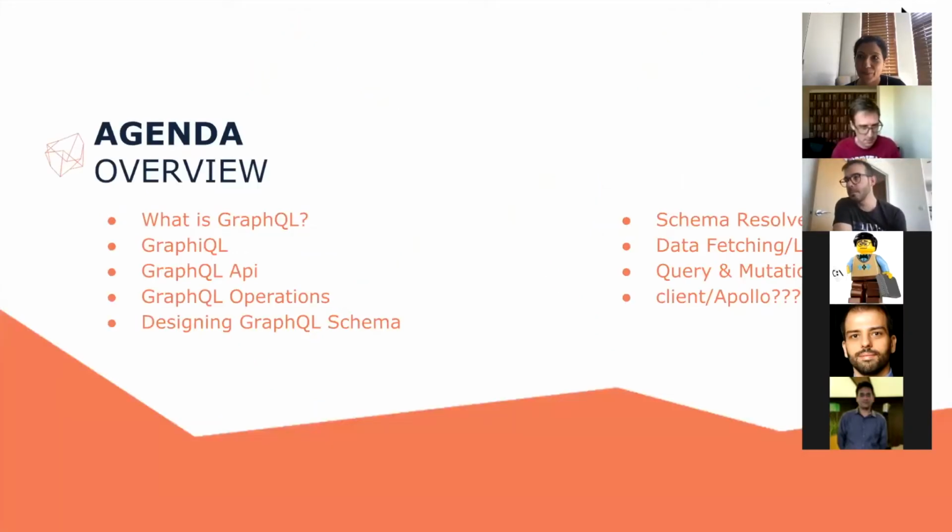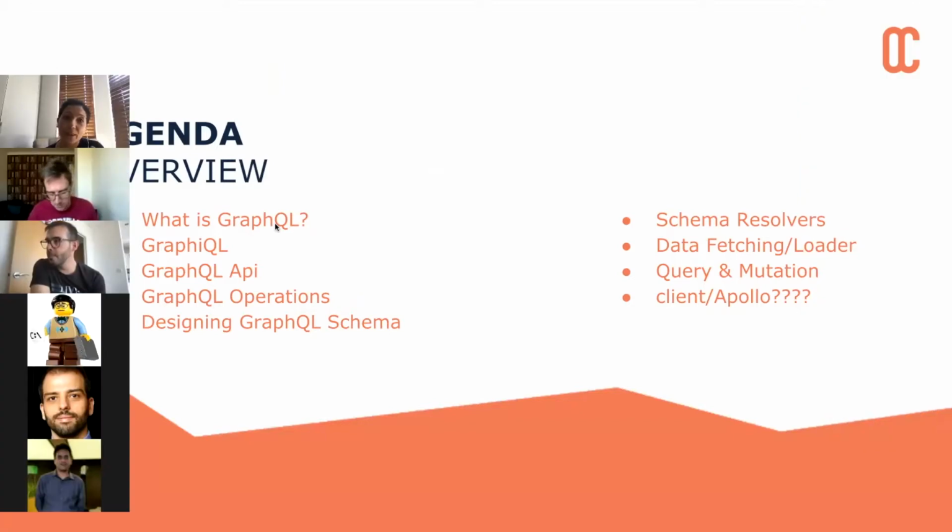What we will be going through is the definition of GraphQL. What's GraphQL? The API, the operations. It has a specific schema. We will walk through the schema. And Alberto will be explaining the resolvers, how the data fetching and the loader work, as well as the query, mutation, and maybe extra client operations.